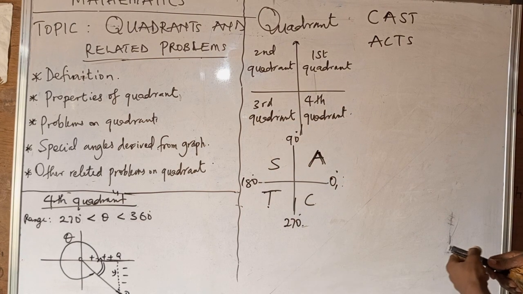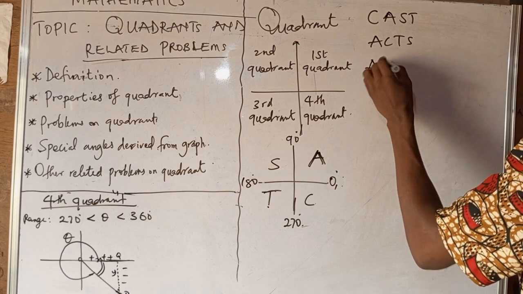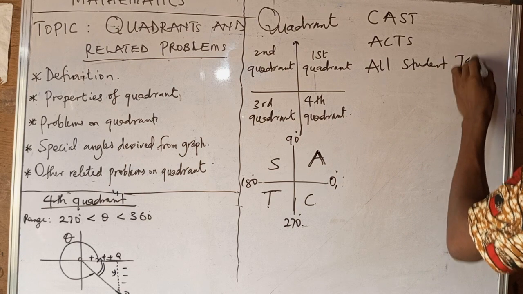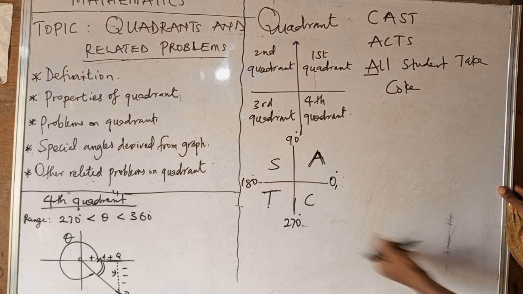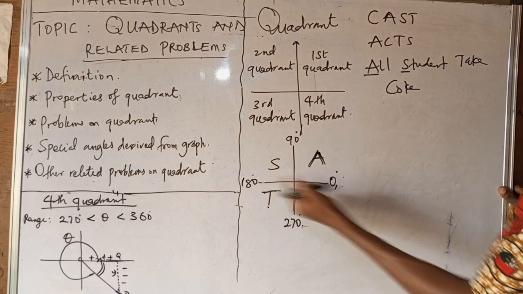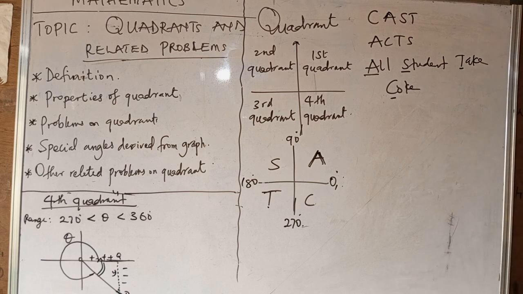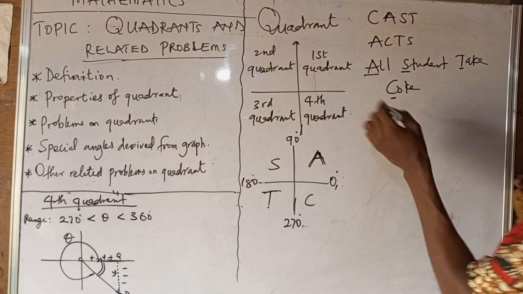Or preferably, if you are taking it in your own way, you can frame it out as: All students take Coke or any other drink. Where A stands for all, S stands for sine, T stands for tangent, and C stands for cosine. So that is how to remember those quadrants easily. So let's now look at examples on third and fourth quadrants.